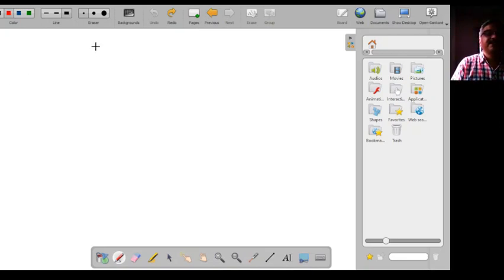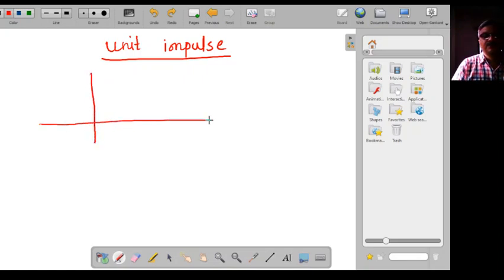The next important signal we are going to study is the unit impulse signal. Now we know that suppose this is our ramp signal, and this is a certain signal x of t given to us. Let's say at t equal to 1, its value will be equal to 1.